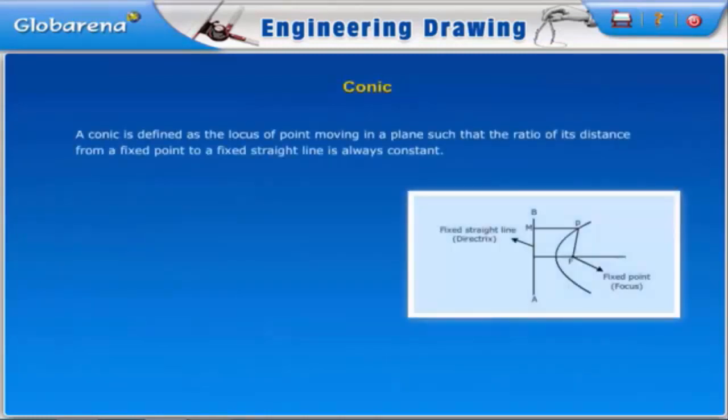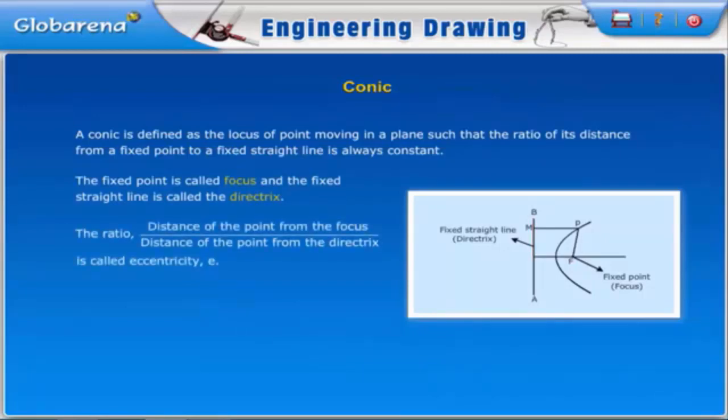Conic. A conic is defined as the locus of a point moving in a plane such that the ratio of its distance from a fixed point to a fixed straight line is always constant. The fixed point is called the focus and the fixed straight line is called the directrix. The ratio of the distance of the point from the focus divided by the distance of the point from the directrix is called eccentricity, e. That is, PF divided by PM is equal to eccentricity.